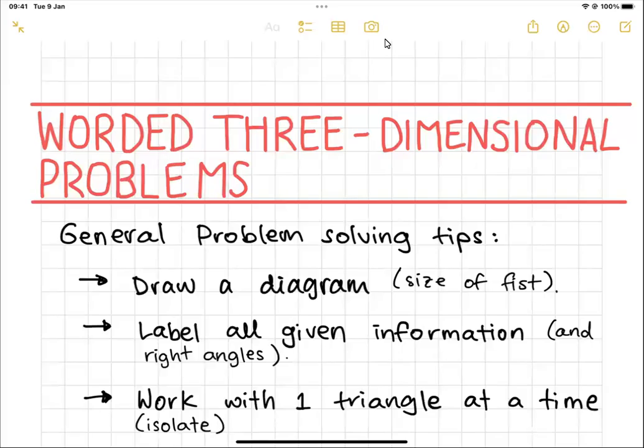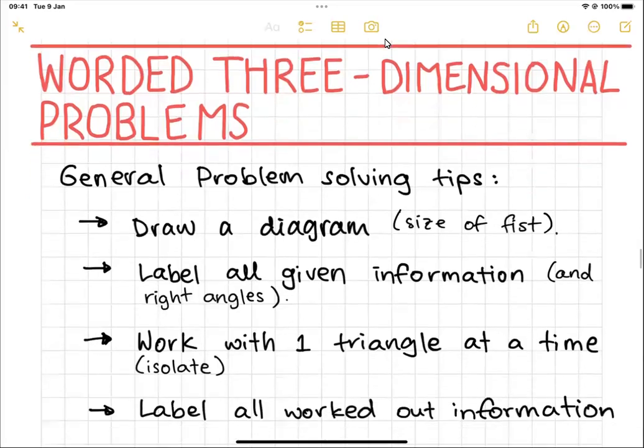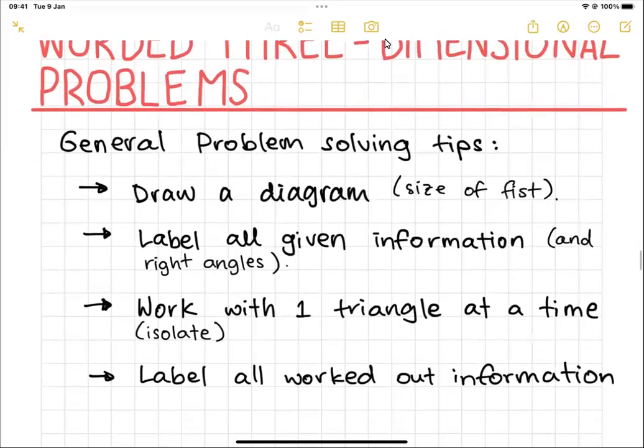Welcome back. Today we will be dealing with worded three-dimensional problems. Looking at my screen, I've got some tips that have to do with problem solving or worded problems. The first dot point is to draw a diagram the size of your fist. The reason is that if it's the size of your fist, you'll be able to see all the information as well as all of the right angle triangles.